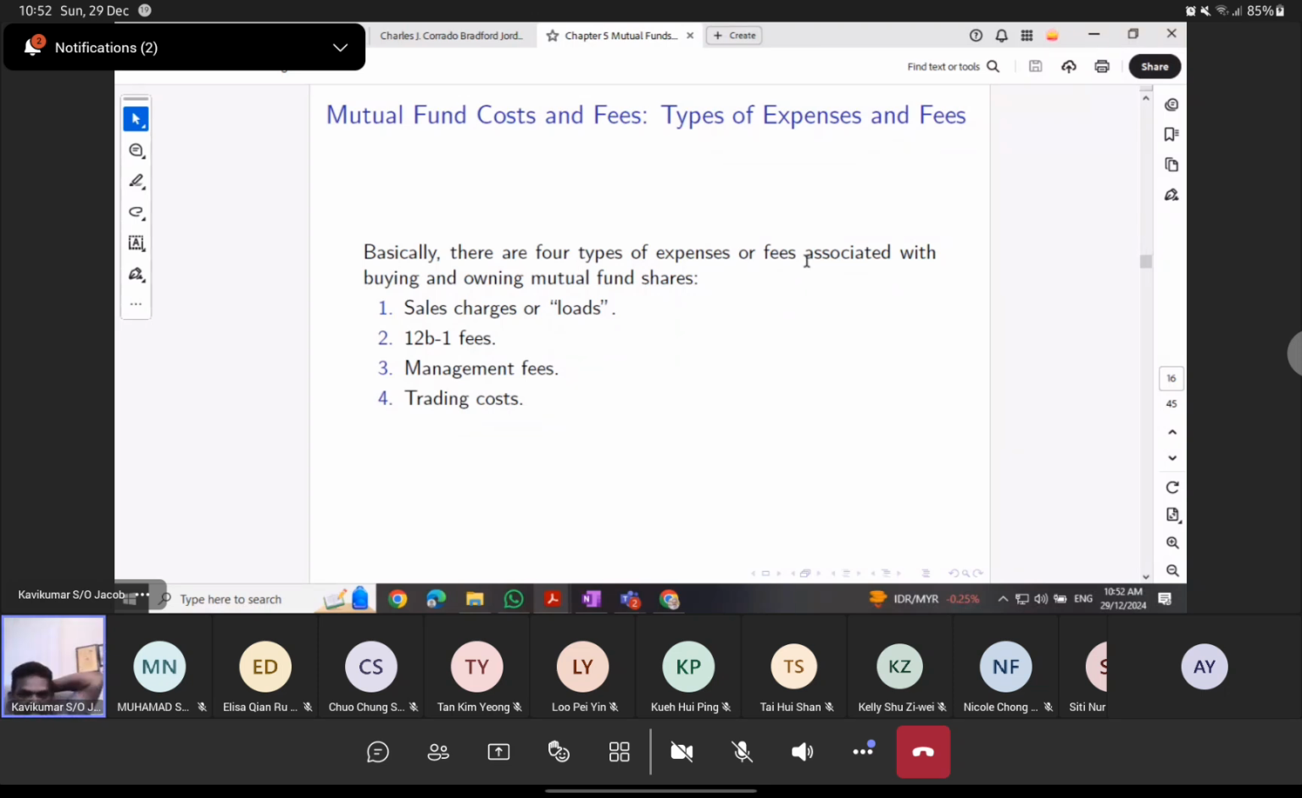Basically, there are four types of expenses or fees associated with buying and owning mutual fund shares: sales charges, which are loads, 12b-1 fees, management fees, and trading costs. These are the types of expenses and fees.